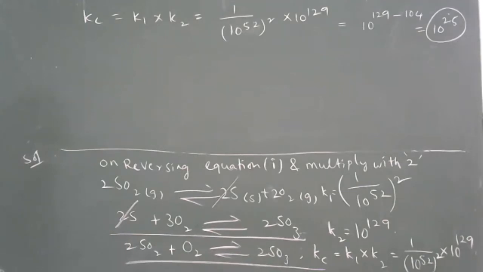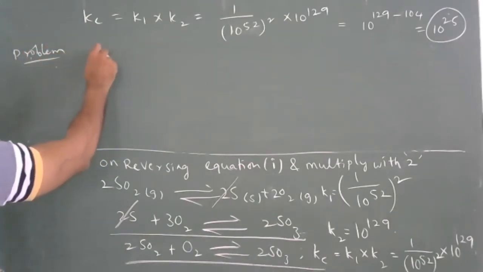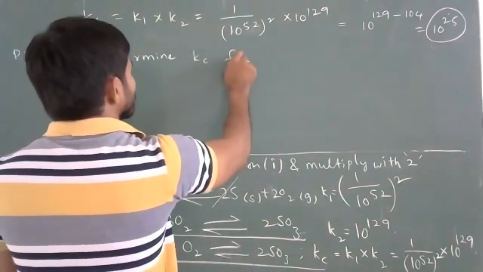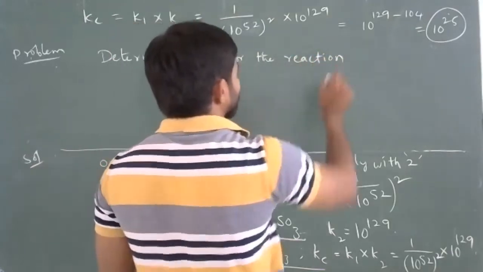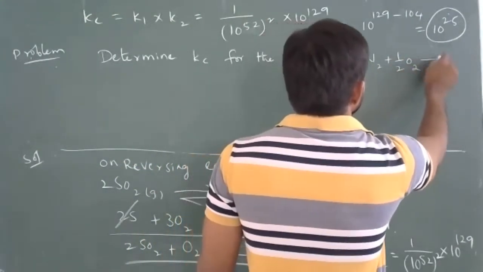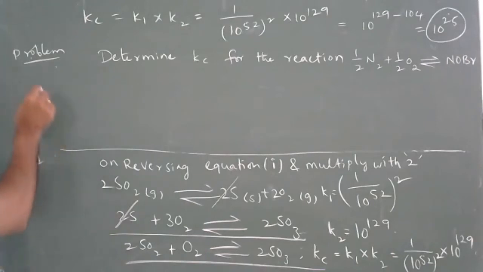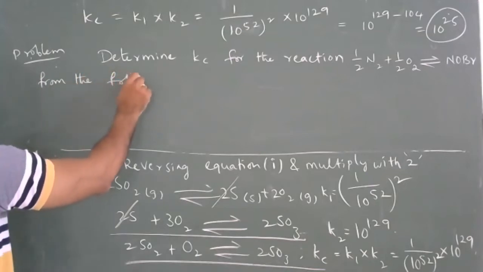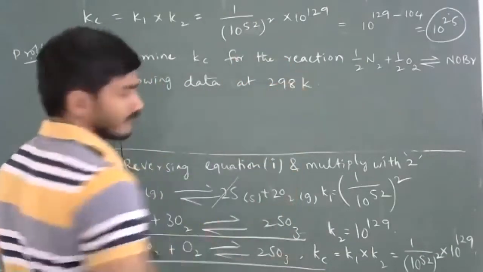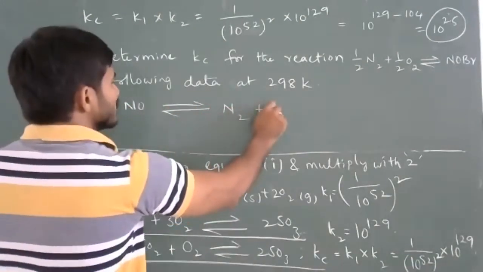Next problem. Determine the Kc for the reaction 1/2 N2 plus 1/2 O2 gives rise to NOBr, from the following data at 298 Kelvin. That is, 2NO gives rise to N2 plus O2.